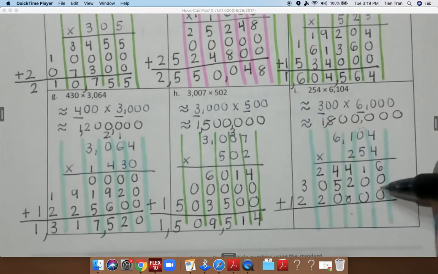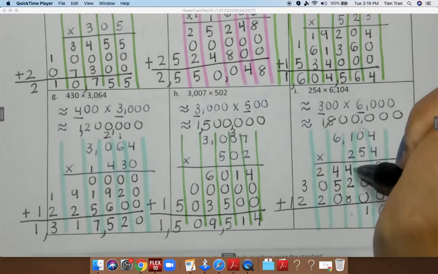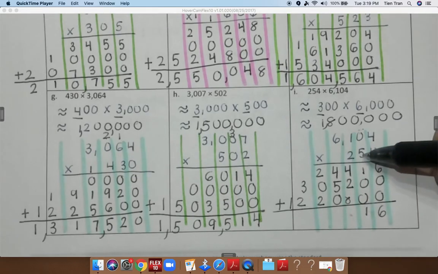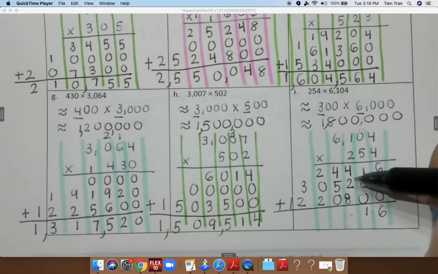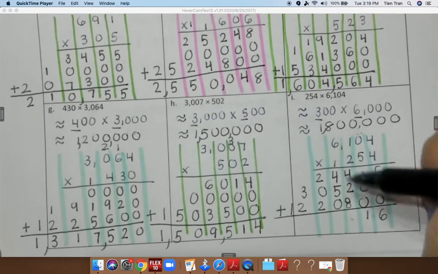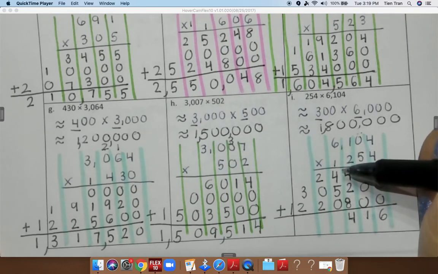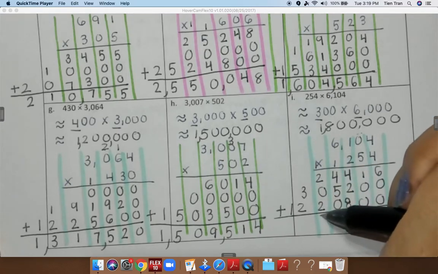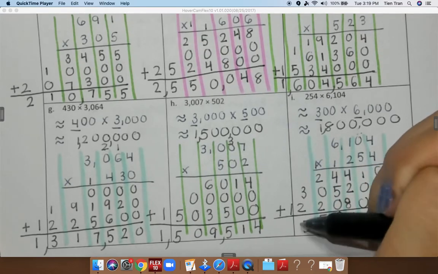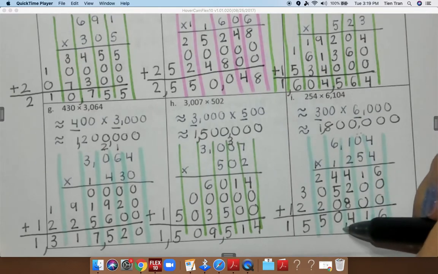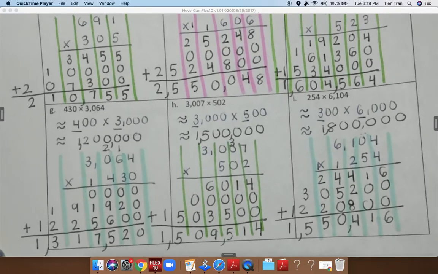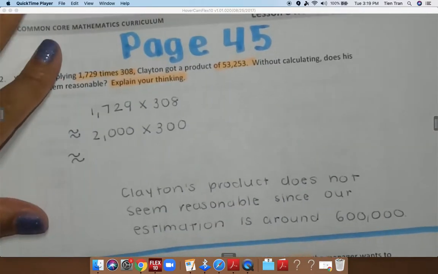I'm going to add everything together. I have 6, 1, and which one is this one? Is this a 0? Oh, this is an 8. 8 plus 2 is equal to 10, plus 4 is 14. 5 plus 4 is 9, plus 1 is 10. 2 plus 2 is 4, plus 1 is 5. 3 plus 2 is equal to 5, and bring down my 1. So what I have here is 1,550,416.